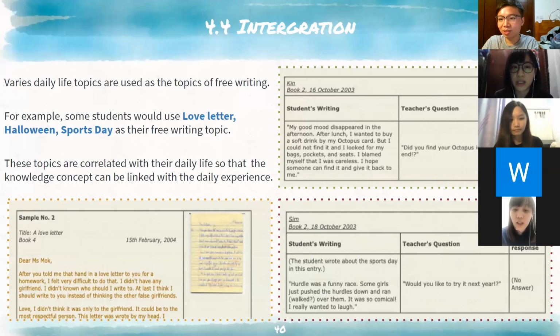There are various daily life topics that have been used as the topics of free writing. For example, some students would use love letter, Halloween, and sports day as their free writing topic. These topics are correlated with their daily life so that the knowledge concept can be linked with daily experience.